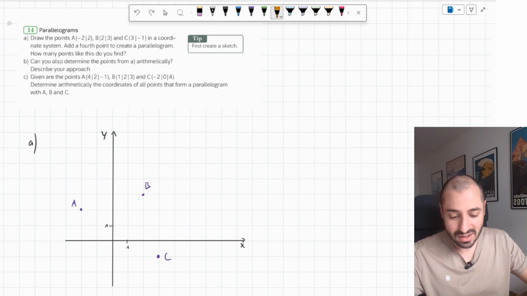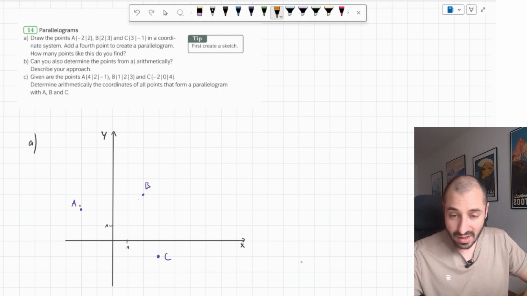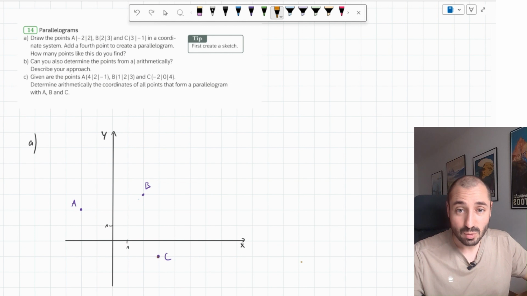In part A, here we are given 3 points, A, B, and C, and we need to find a fourth point T so that A, B, C, and the fourth point form a parallelogram. Now, let's first sketch this accurately in our coordinate system. We have our point A at (-2, 2), B at (2, 3), and C here at (3, -1). So let's try to see where we could add a fourth point so that this becomes a parallelogram.